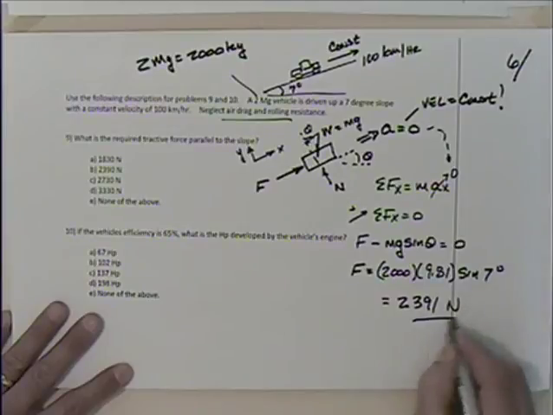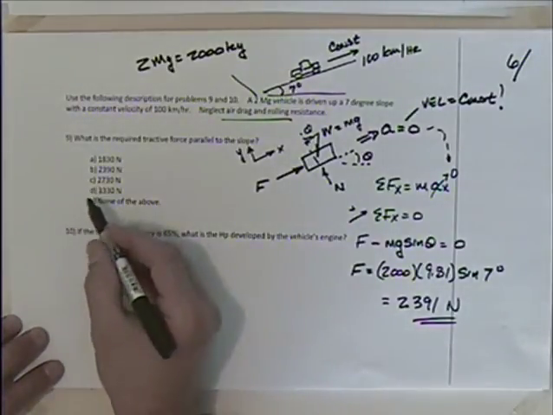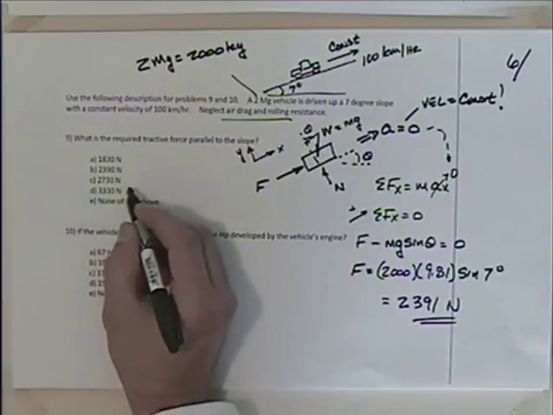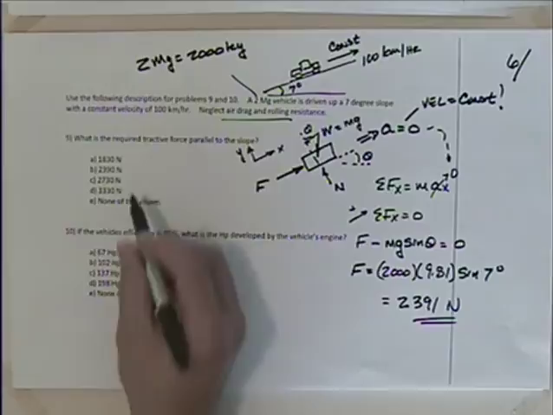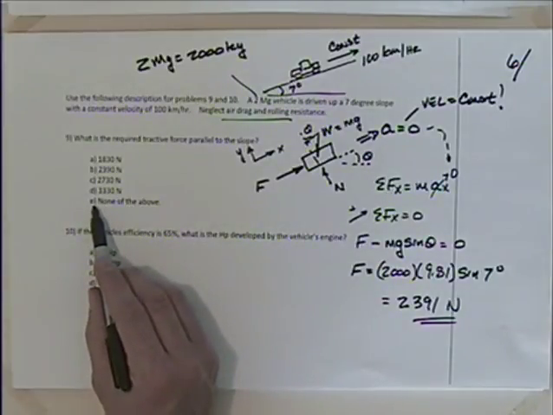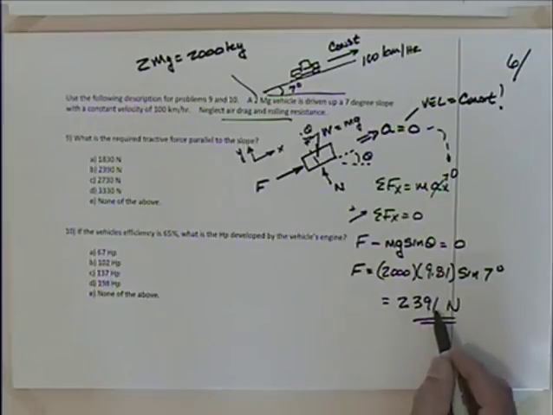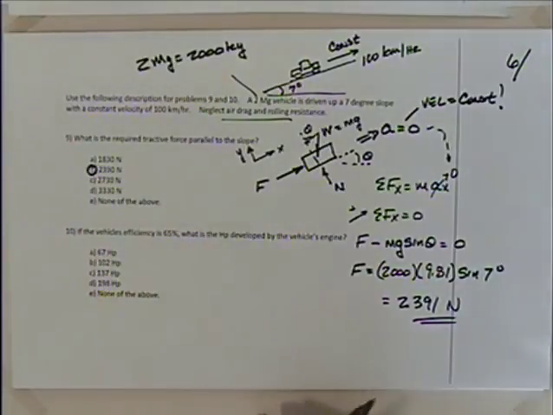2,391 newtons. What's required tractive force parallel to the slope? 2,391. 3 significant figures, what we usually use in engineering. So it would not be a good call to try and argue that it's E, because we got 2,391. The 3 significant figures, I think the appropriate answer would be B.